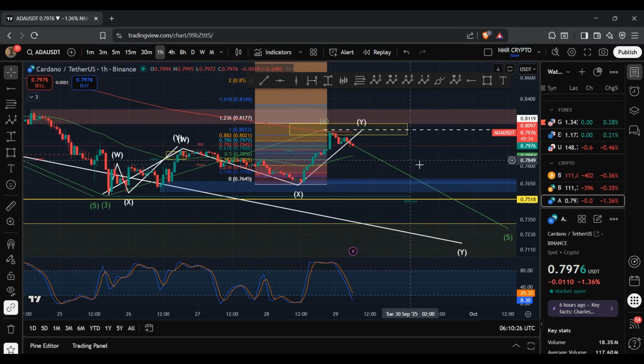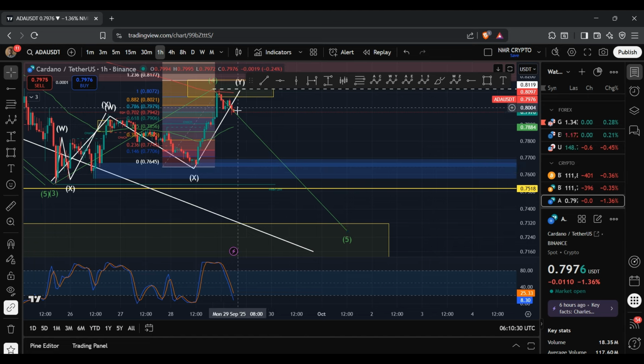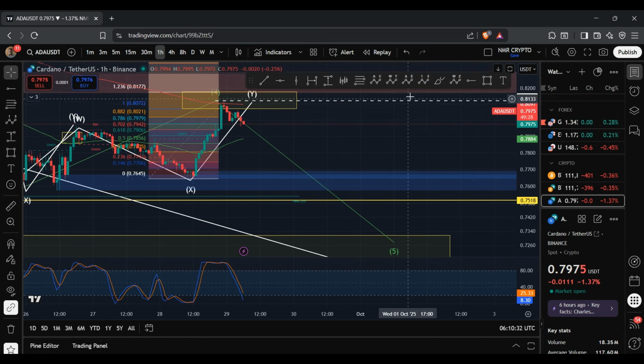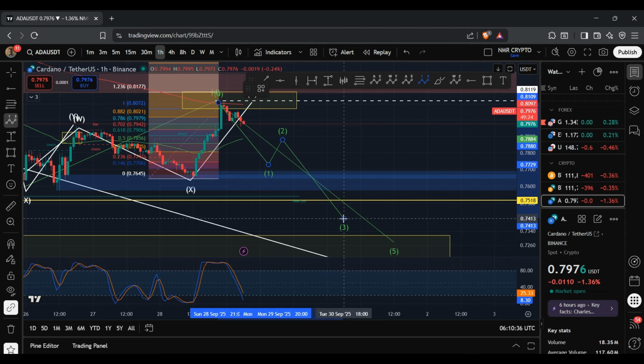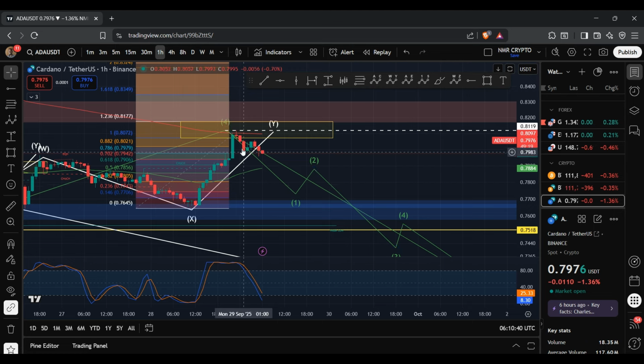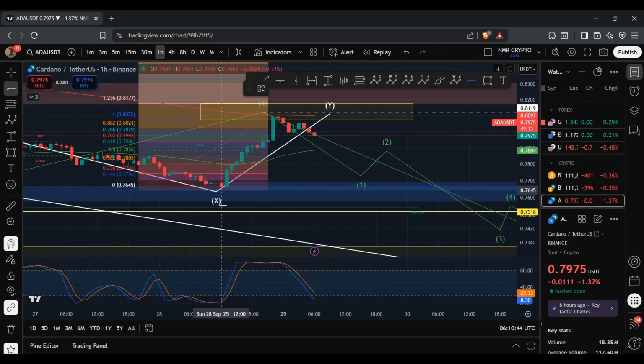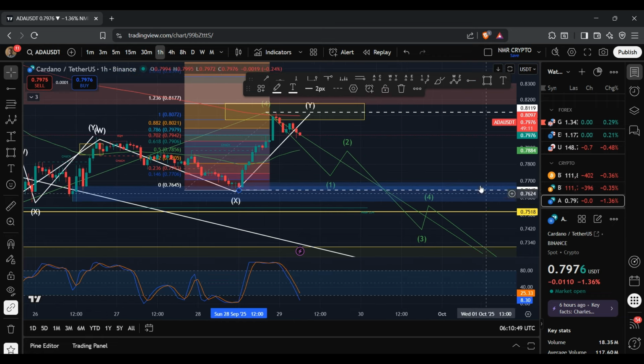So if I drop down to the hourly chart, essentially what we need within this fifth wave is for a 5-wave structure to form. So essentially what we need is for something to this effect to play out. So it's very much possible that we are now within this wave 1. And for ADA to be bearish, what we need is for the price of ADA to first and foremost breach past this level at 76.45 cents.